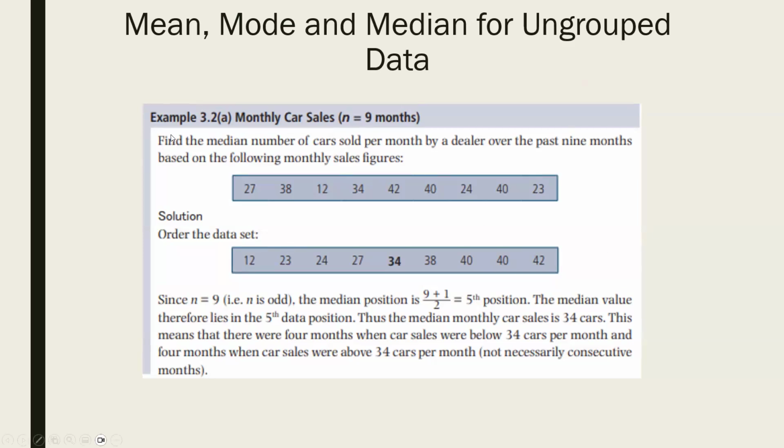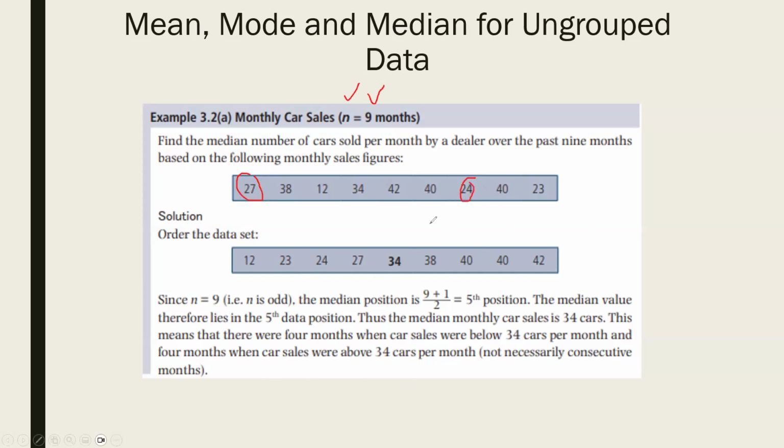It says, find the median number of cars sold per month. So this is a car dealer that sells cars, right? They want to find the median number of cars sold per month by a dealer over the past 9 months, based on the following monthly sales figures. Here we are told that n is equal to 9. Remember this data is not sorted, because the first value is 27, but inside we've got another value of 24.